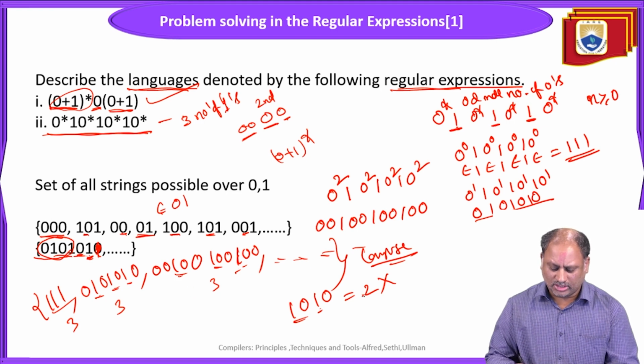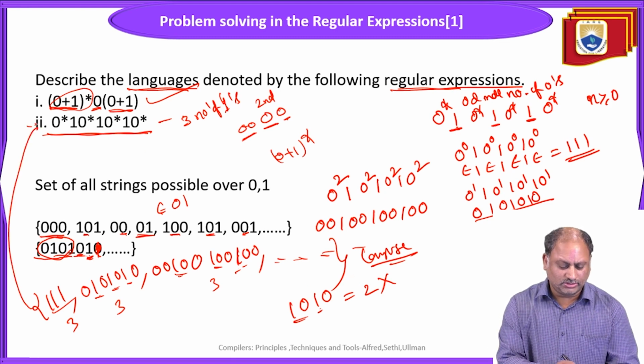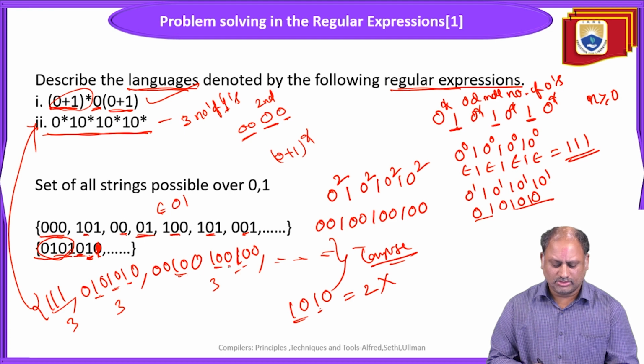Any string which is not available in this means it is not following this language. So what are the strings which are possible? Only these language notations: 111, 0101, 010, 001, 00, 100, 100. So the number of ones captured here is 3. Here in this string also 3 are captured.